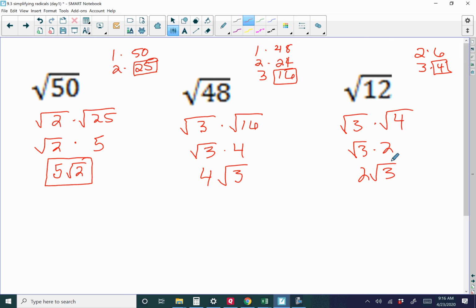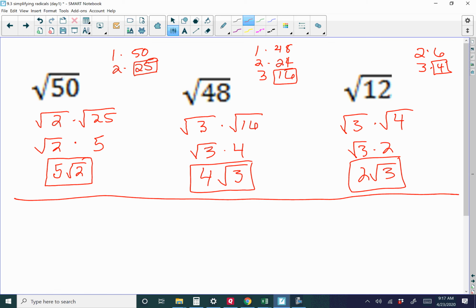Okay. Now, I'm going to go back here real quick. Nah, I'm going to leave it like this. So there is another way to do these. And I'm going to show you that way right now. So let's do the same problems, and we're going to look at it a little bit differently.